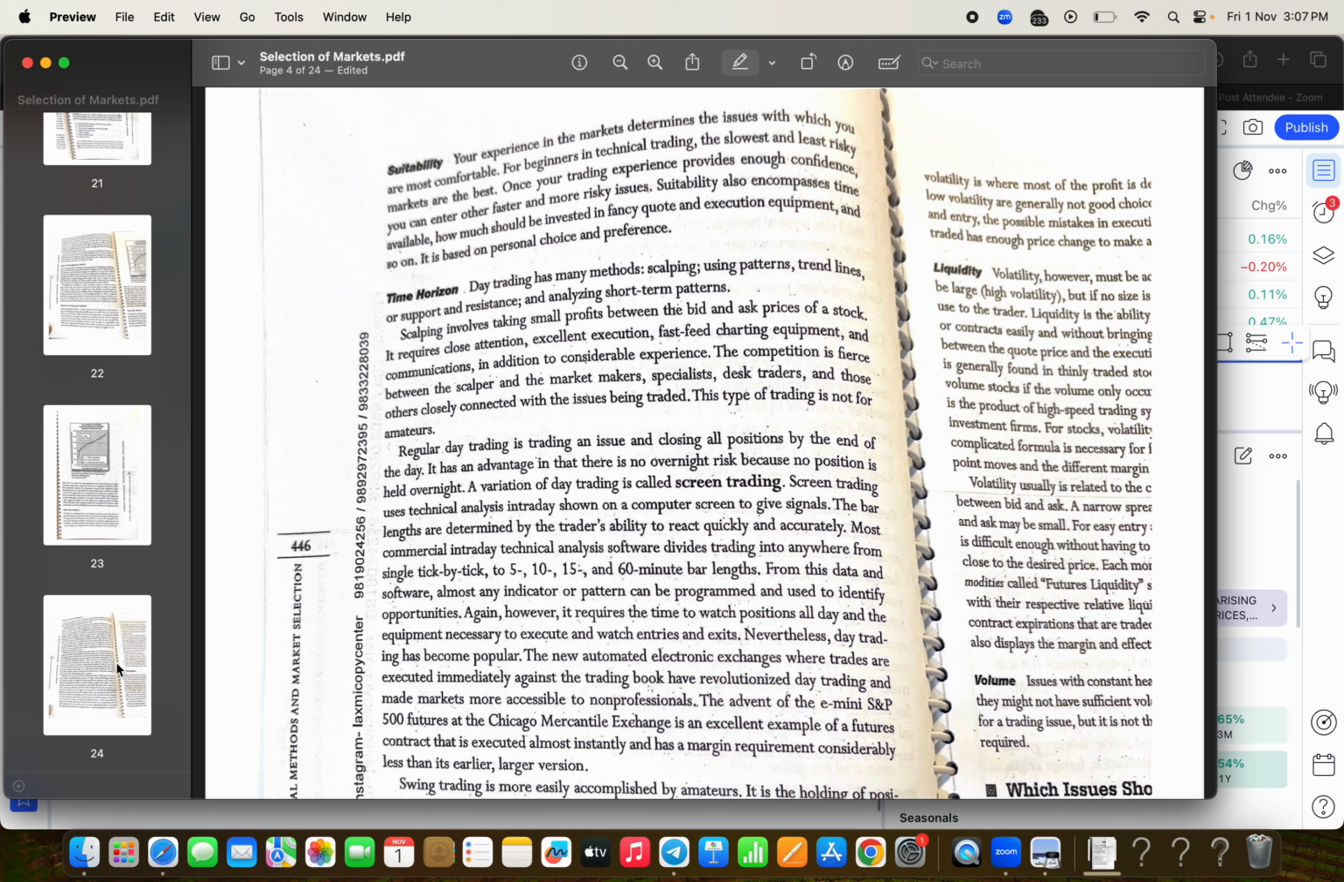Day trading has many methods, like scalping, which means in and out of the market within seconds. You have patterns, trend lines, support and resistances, analyzing short term patterns, or using, let's say, indicators. There are hundreds of methods to trade, right? Scalping basically involves taking small profits between the bid and ask price of a stock. It requires close attention and excellent execution and fast feed charting equipment. Sometimes you exit a position within a matter of 5 to 10 seconds.